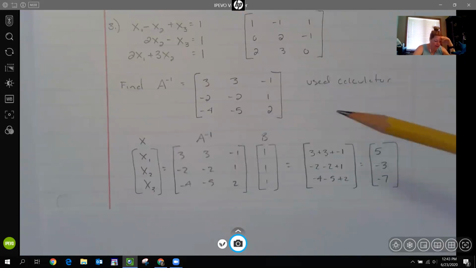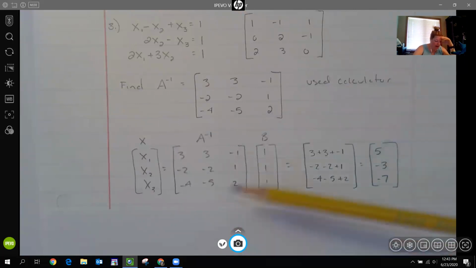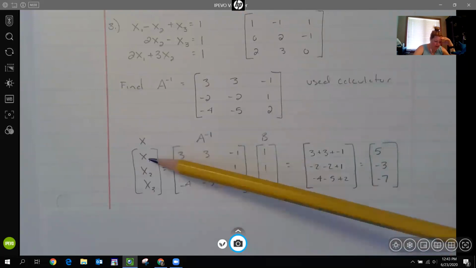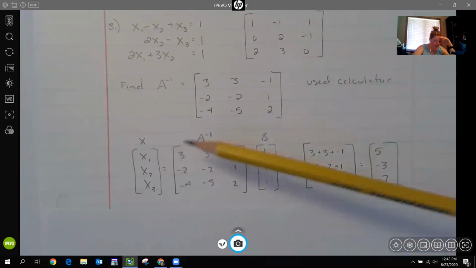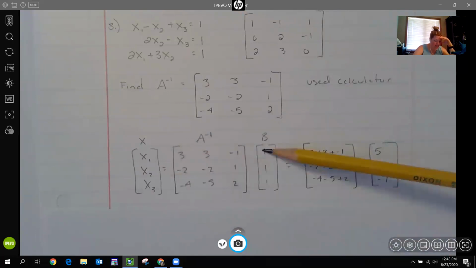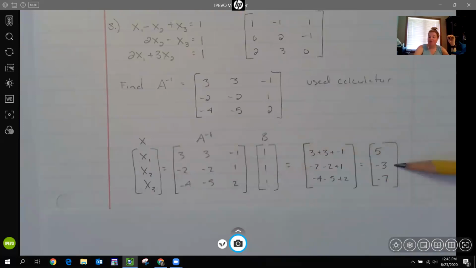Over here, we know our x values are x1, x2, x3 in a row. This is our inverse, and we're going to times it by the 1, 1, 1. So remember, again, you have to go this one times this one, this one times this one, this one times this one, add them all together to get each number. So that's matrix multiplication.